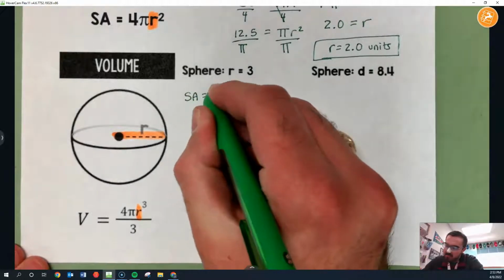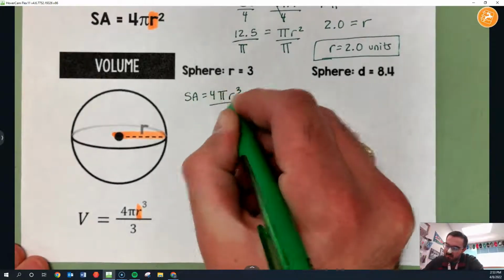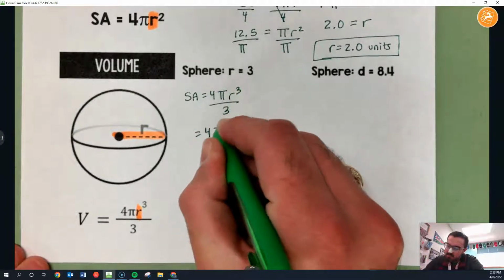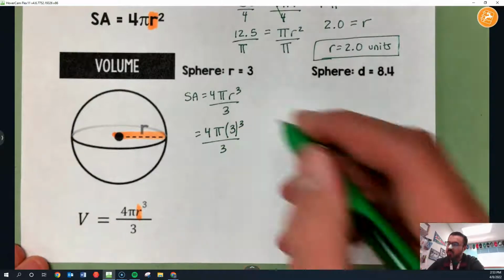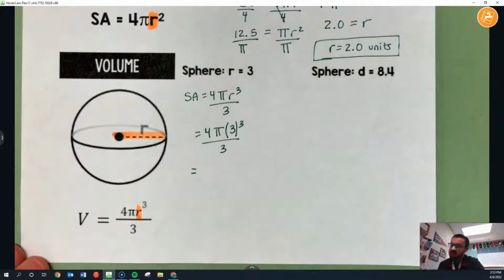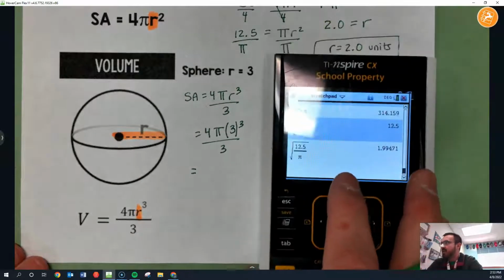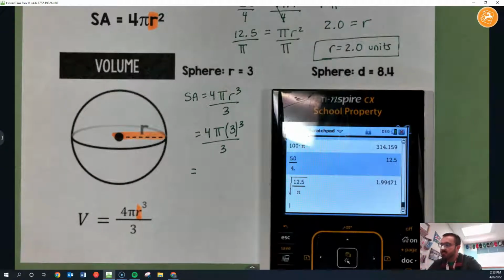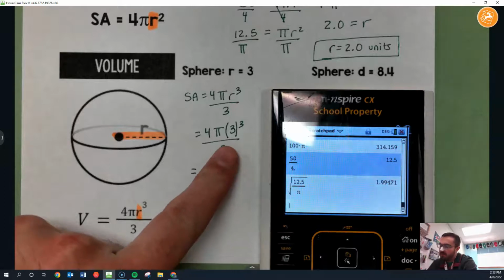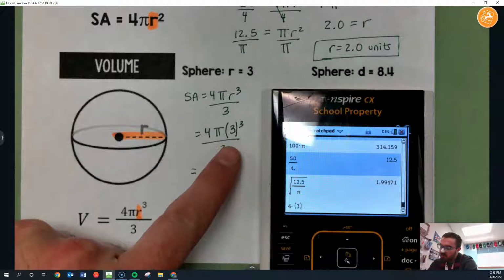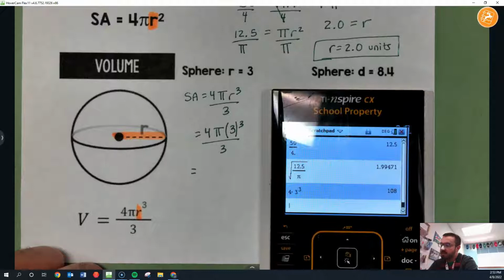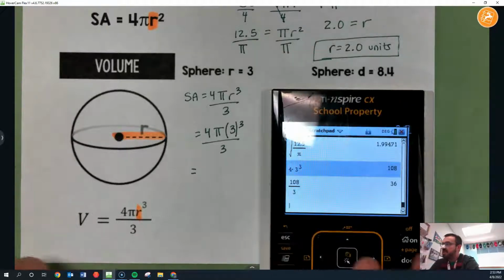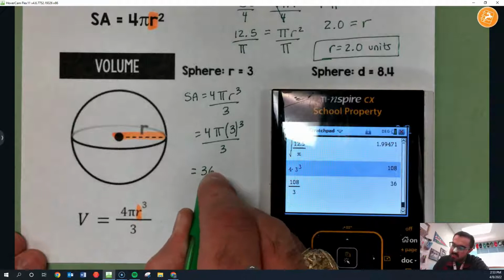If our formula is this, 4 pi r cubed divided by 3, it's pretty simple. We're just going to plug in 3 right here. Make sure you realize it's going to be cubed. That's a little bit different. We want this in terms of pi and as a decimal. So let's do in terms of pi first. So let's just do this top one. We'd have 4 multiplied times 3 cubed. 3 cubed would be 27, so 108 divided by 3 is 36. So we'd get 36 pi.